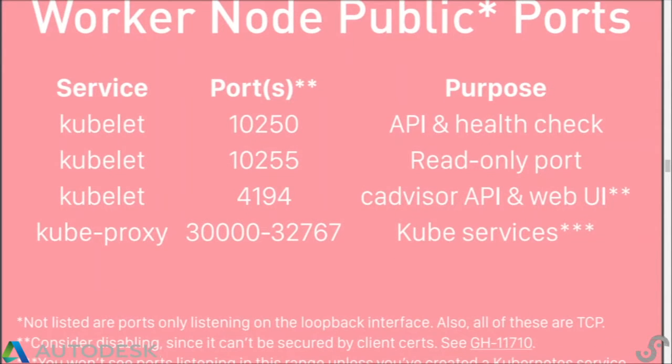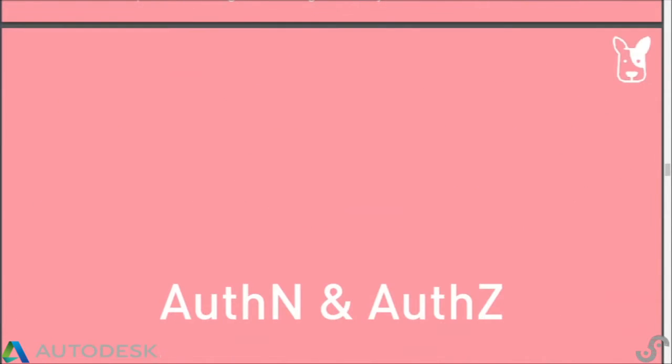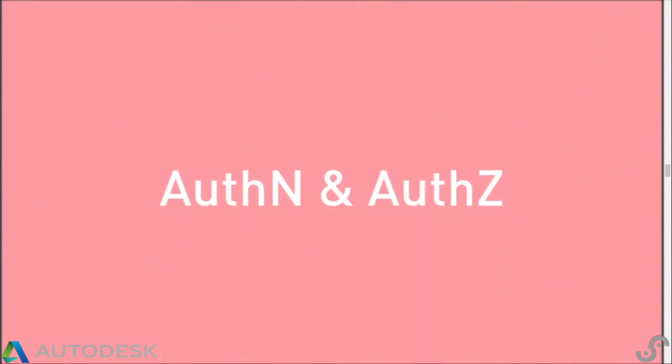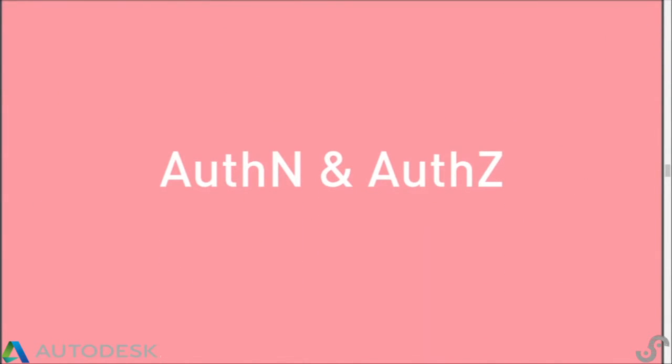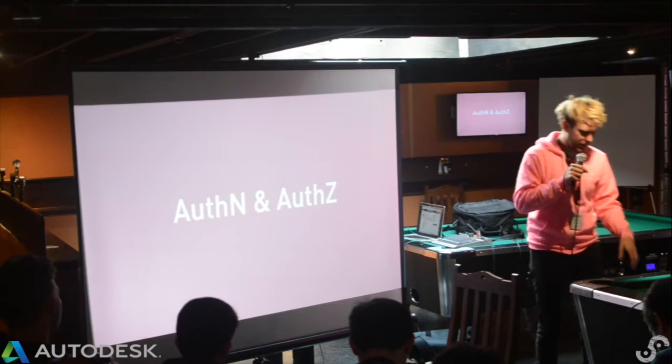And then the kube proxy, you won't see anything in that port range unless you've created a Kubernetes service, and that's what I talked about earlier, when you need a consistent way of addressing your pods. All right. So that's an overview of kind of all the different components, where things are listening. Let's go ahead and move on into the authentication and authorization here.